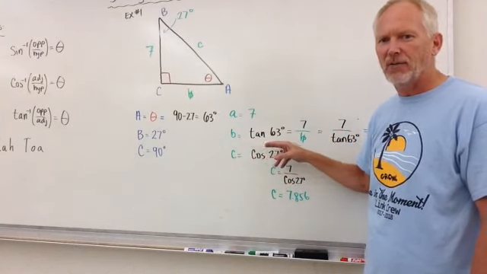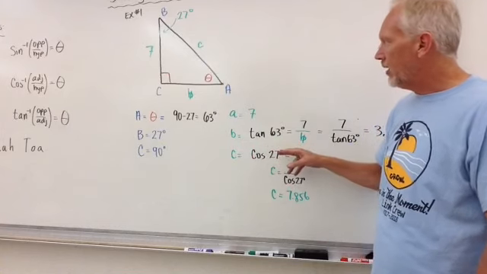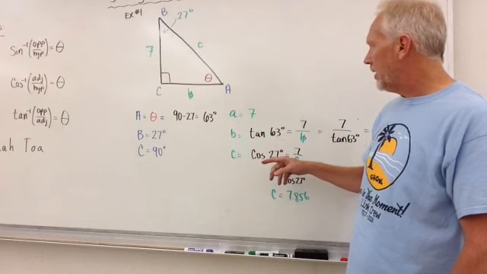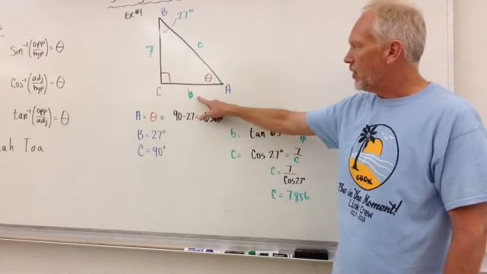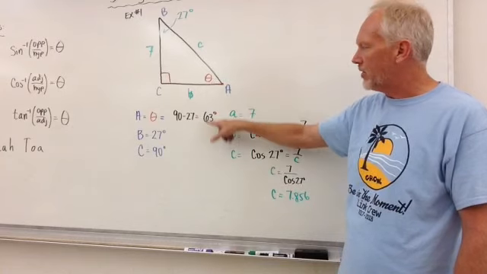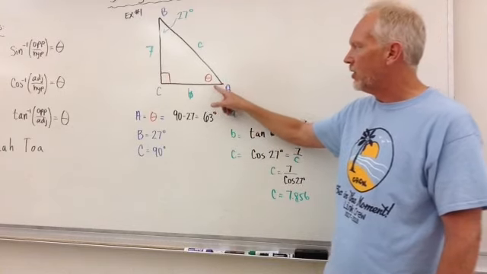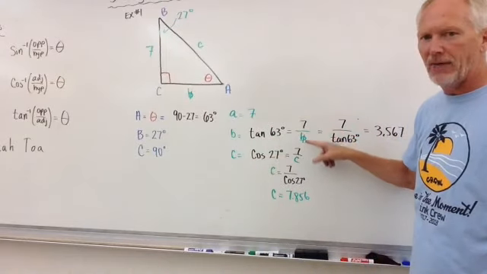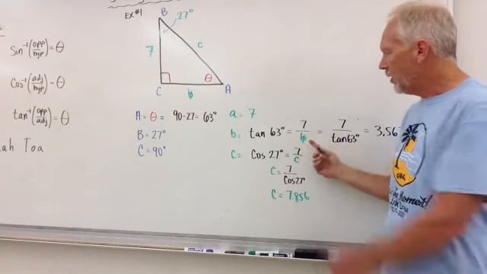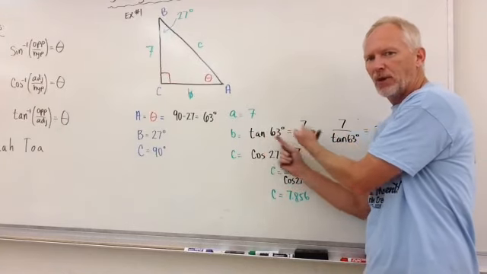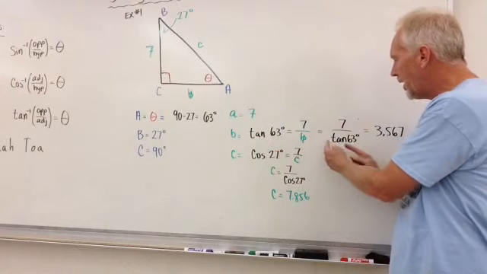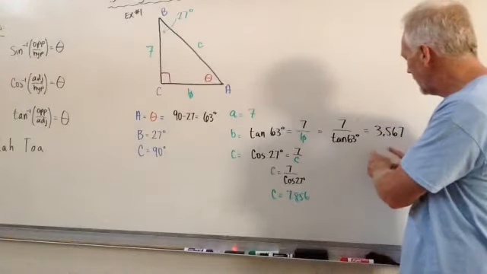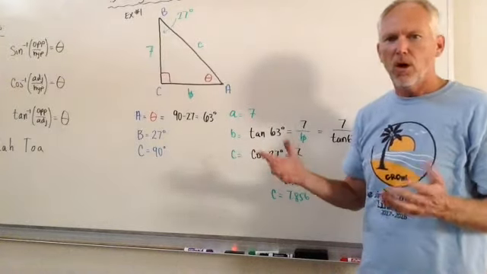B is the tangent of 63 degrees. So little b, where's little b? Little b is here. And so what we did is we found out that theta was 63 degrees. So we're going to use tangent and go opposite over adjacent. So tangent of 63 is 7 over b. And we know that these two have an inverse or an indirect relationship, so we can swap them. So B will end up being 7 divided by tangent of 63 degrees, or 3.567.